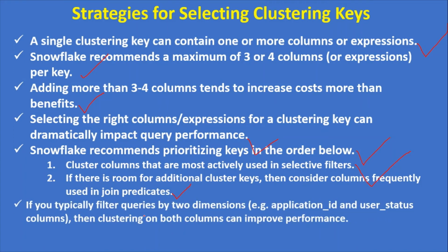If you typically filter queries by 2 dimensions, like suppose you have one table here, 2 dimensions means 2 columns. Assume that you filter in your query on 2 columns from the table, application ID and user status. Then clustering on both columns can improve the performance. So instead of keeping only application ID, because you are going to use these 2 columns in the filter condition, it would be better to have these 2 columns as part of your clustering key.